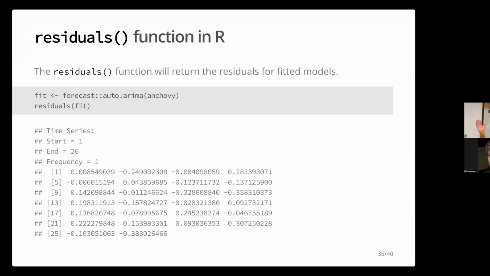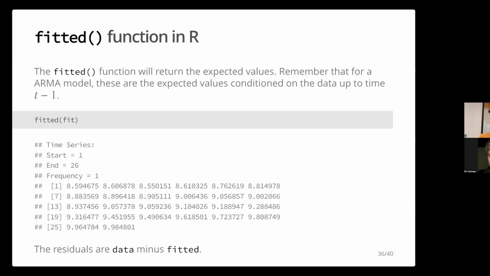And a nice thing in R is that the residuals function exists for all kinds of different types of fitted objects. And it's the same in forecast. If you just say residuals to your fit, it's going to give you the residuals. You can plot those. And you can get the fitted values also. Again, another really standard function in R for getting fitted values.